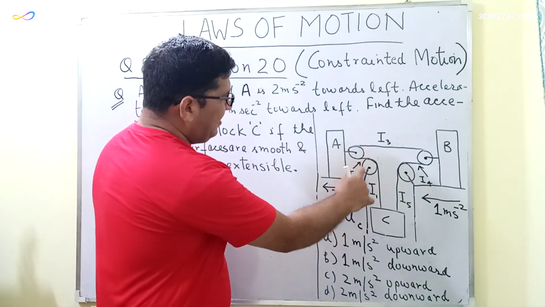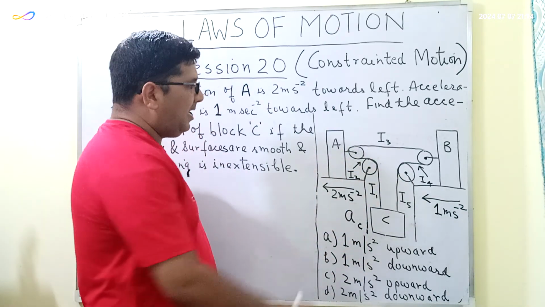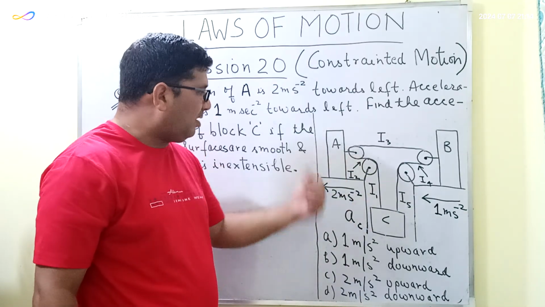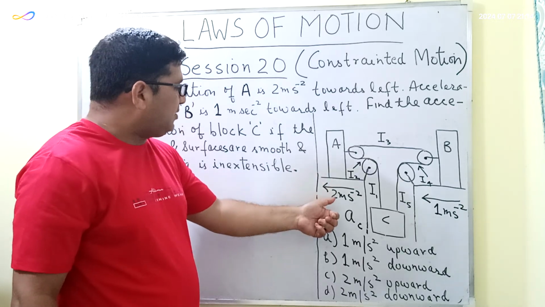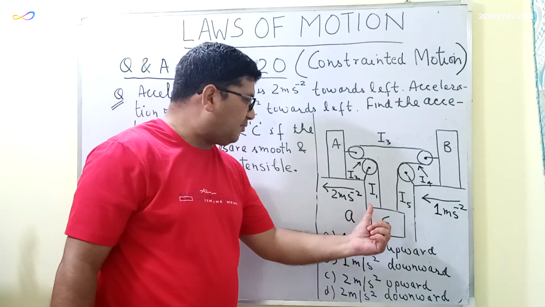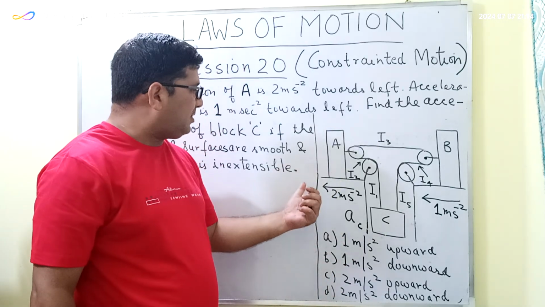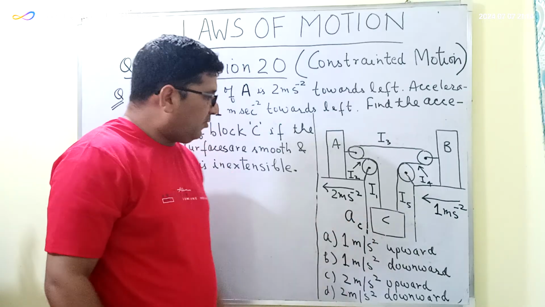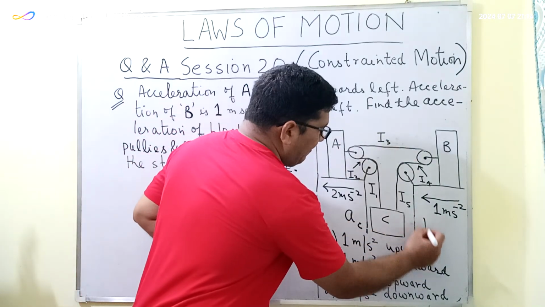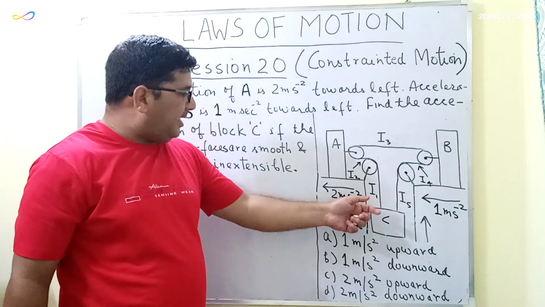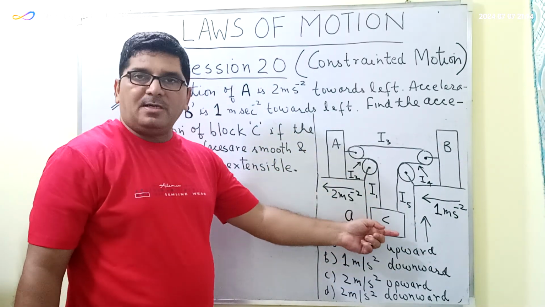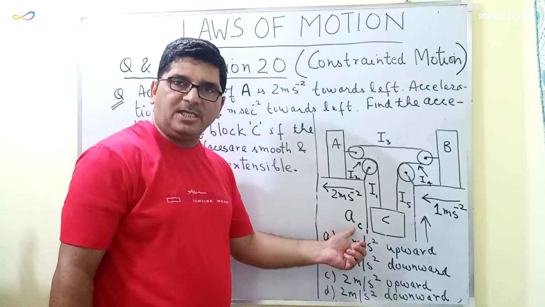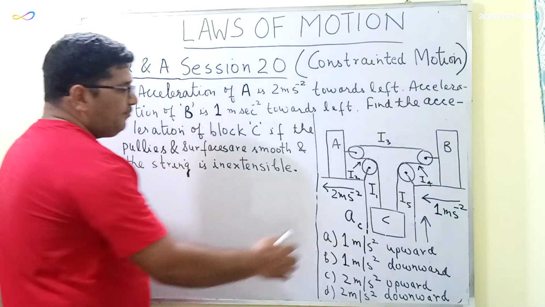So this is the string which is passing over these fixed pulleys, and this string is driving these three blocks. Now the block A is moving towards the left, the block B is also moving towards the left. So because of these two motions, this block C will be lifted upward, and it will move upward with a certain acceleration which I have taken here as AC.